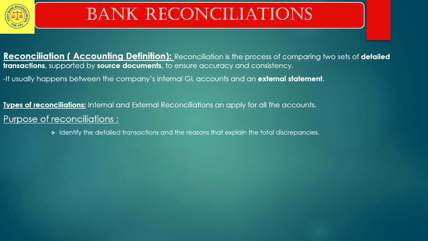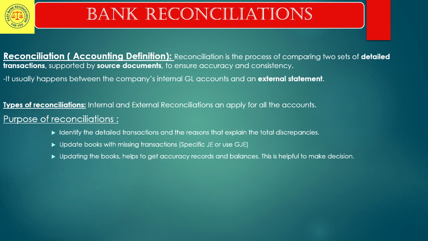Purpose of reconciliations. Identify the detailed transactions and the reasons that explain the total discrepancies. Update the books with missing transactions, using journal entries or general journal entries. We already went through the explanation of journal entries and general journal entries concepts in my videos on accounting cycle course 1 to 4. Updating the books helps to get accurate records and balances. This is helpful to make decisions. Detect errors or fraud: find and report fraudulent transactions and errors.